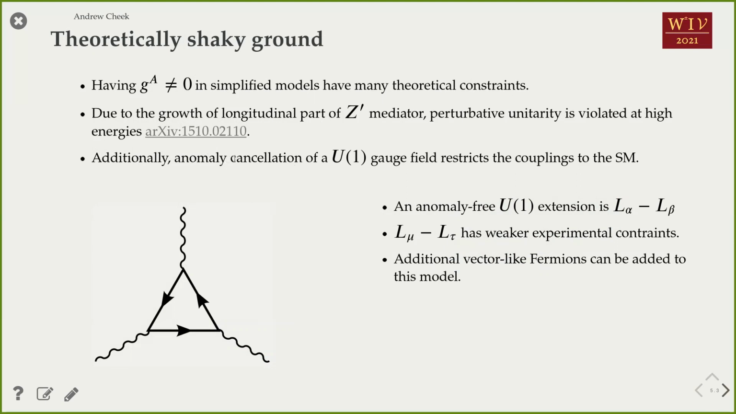So when you do that, one thing you have to keep in mind is having anomaly-free models, where you take your new U(1) gauge field and you look at the anomaly which comes from the triangle diagram, where all your new fermions, or your standard model fermions, run through this loop. The simplest anomaly-free U(1) extension of the standard model is the L_alpha minus L_beta model, where alpha and beta are the generations of the leptons. The one with the weakest experimental constraints is the L_mu minus L_tau, and this is basically because you can avoid constraints coming from electron couplings with your new vector, and also adding additional vector-like fermions that couple to this U(1) gauge boson doesn't introduce any anomalies. So that will be useful for our dark matter model.